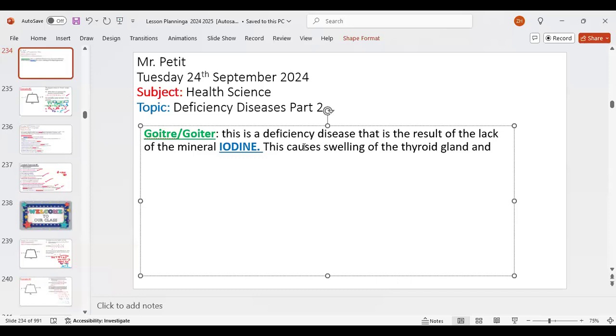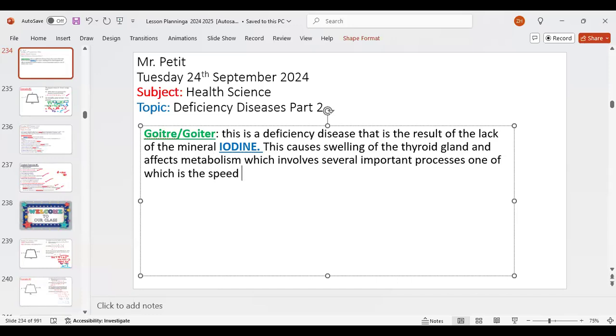And affects metabolism, which involves several important processes, one of which is the speed at which, write this down for me, please, the body converts food to usable energy.